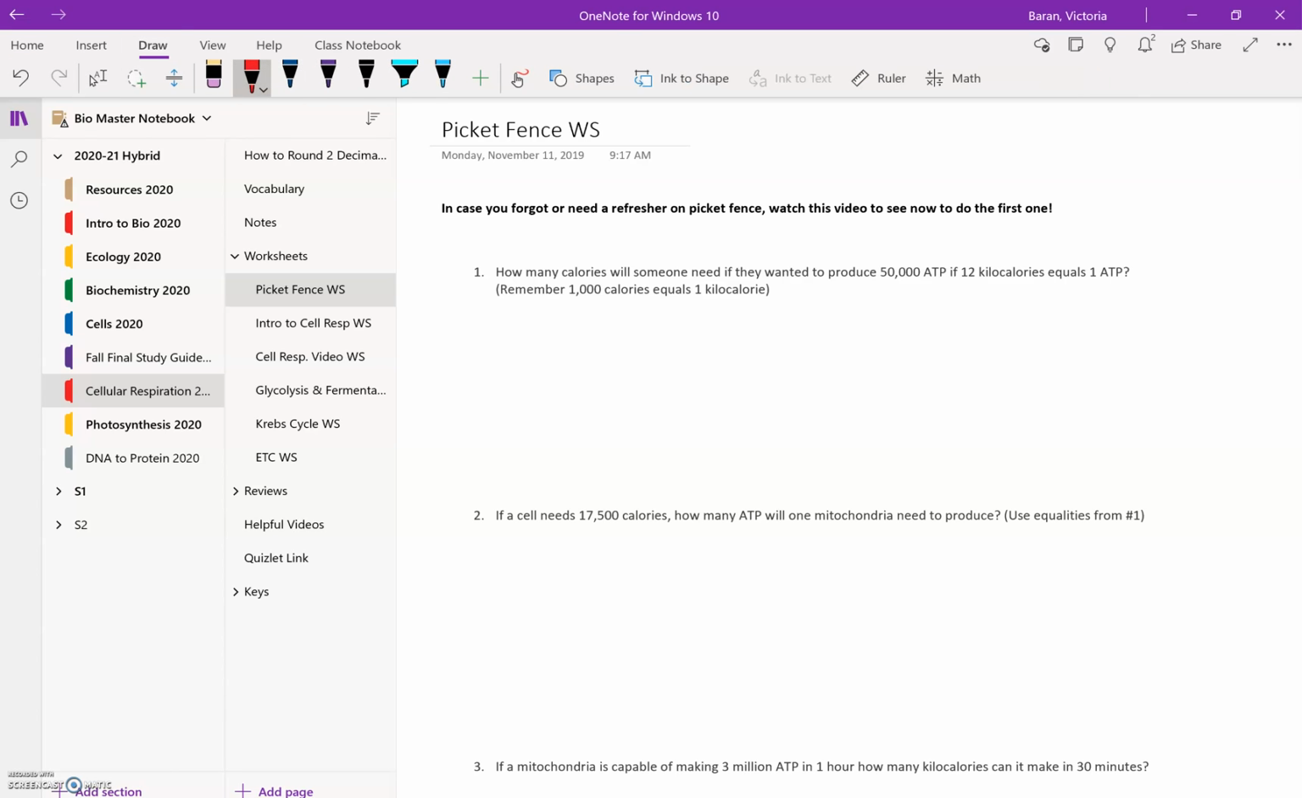So today I'm going to do a little review with you on how to do a picket fence, since we will still be doing picket fences in this semester. So I will be going over how to do the first problem for the picket fence worksheet.